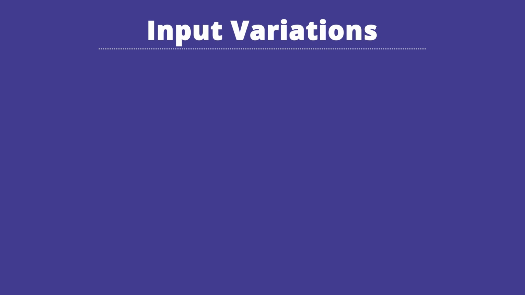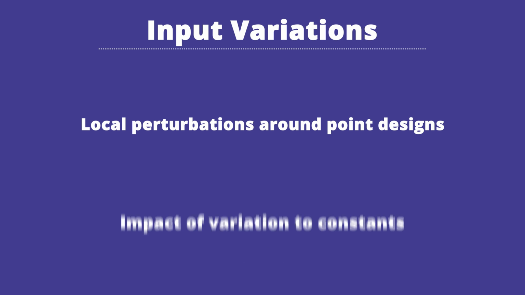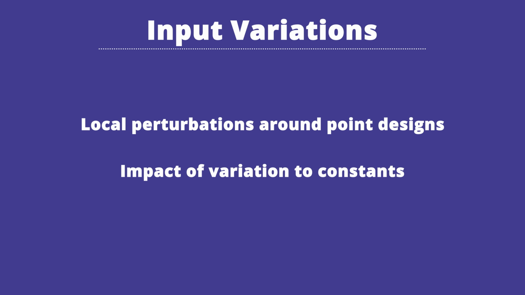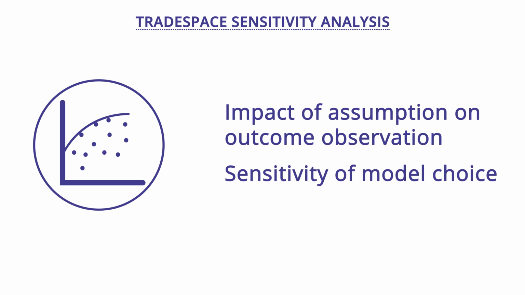Additionally, we may want to conduct variations on our inputs to see the smoothness of our output spaces. In this particular case, we could look at local perturbations around point designs to see if our insights are stable to variations in how we sampled or enumerated the design space. Within our models, we can also look at the impact of variations to our constants. Lastly, we may want to look at the sensitivity of our choice of model itself and the impact of that on our insights. Now we're going to talk about two examples of these types of sensitivity analyses.